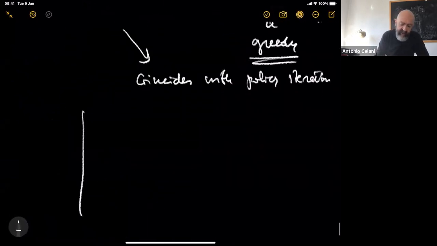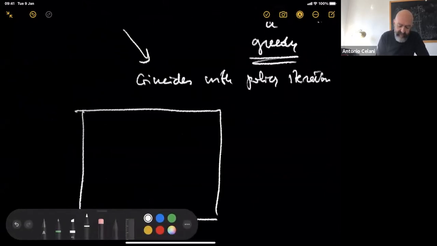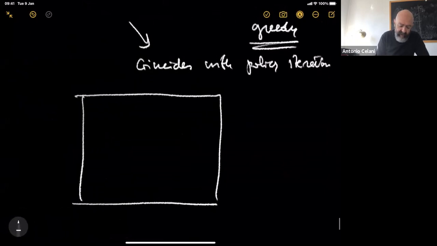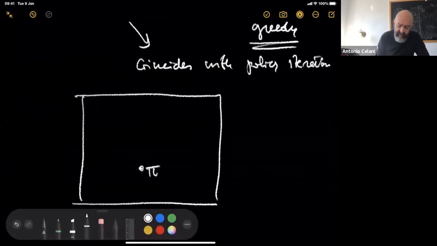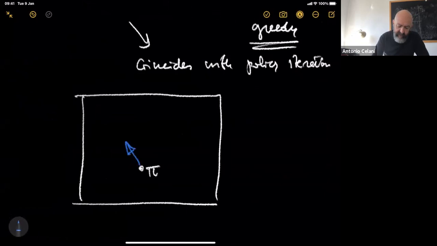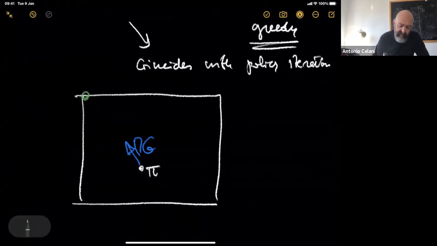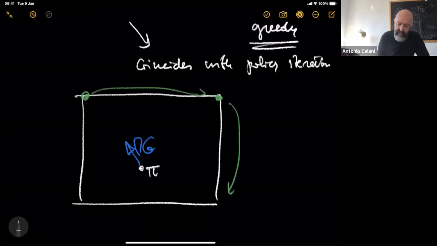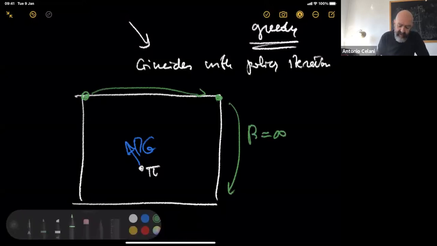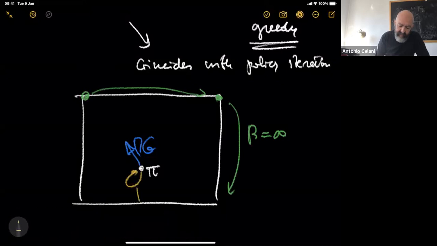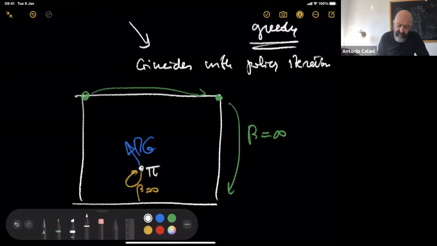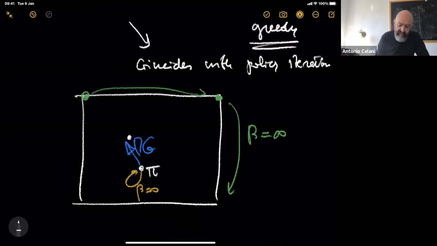Let's make a graphical summary of what is happening here. So this is our policy space. Suppose we start with a pi. This is my gradient of G. Then if beta is infinity, I just go to the corner here, and then the corner here, and then the corner here. So this is what happens when beta is infinity. When beta is zero, I don't move. And for intermediate betas, I take a step somewhere in this direction, and then another in this direction, and the length of these steps is variable, but I'm guaranteed that I will never go outside my policy space.